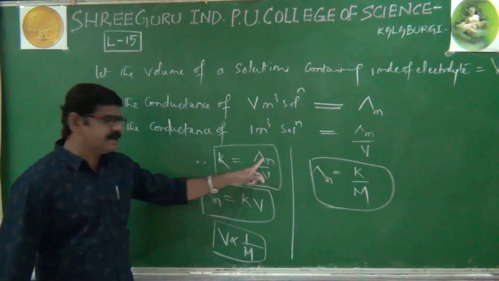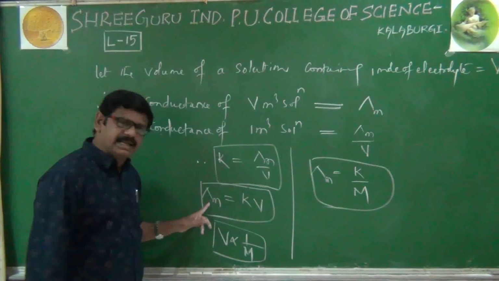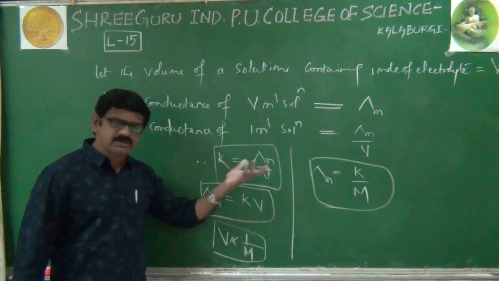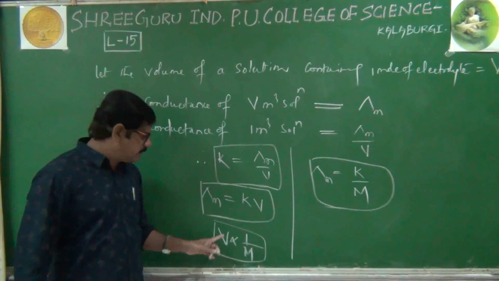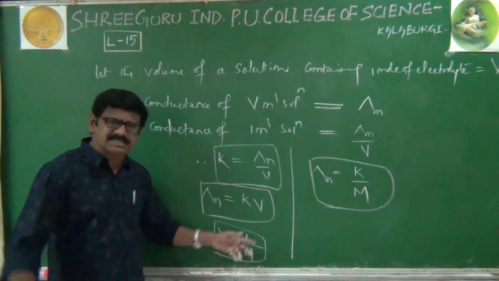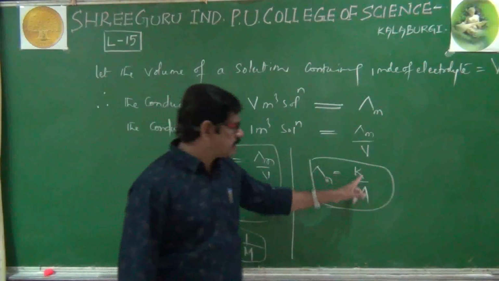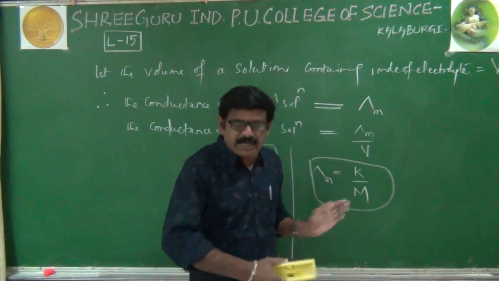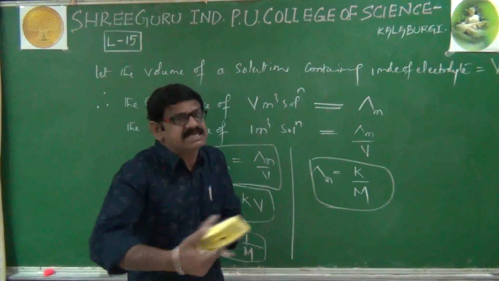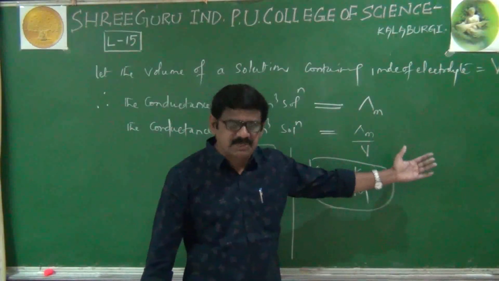Okay, next I need lambda m. Lambda m will be obtained by bringing K on the LHS into V. K into V is our formula. And V as well as the concentration are reciprocal to each other. Instead of V, we can substitute m. Therefore, K by m.